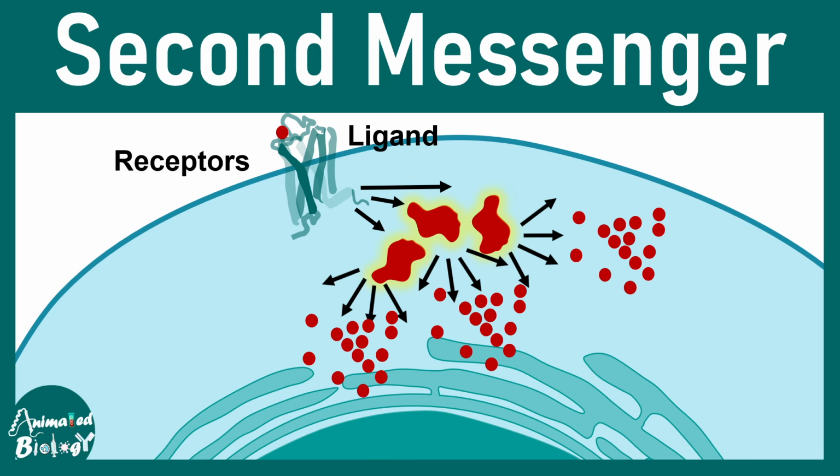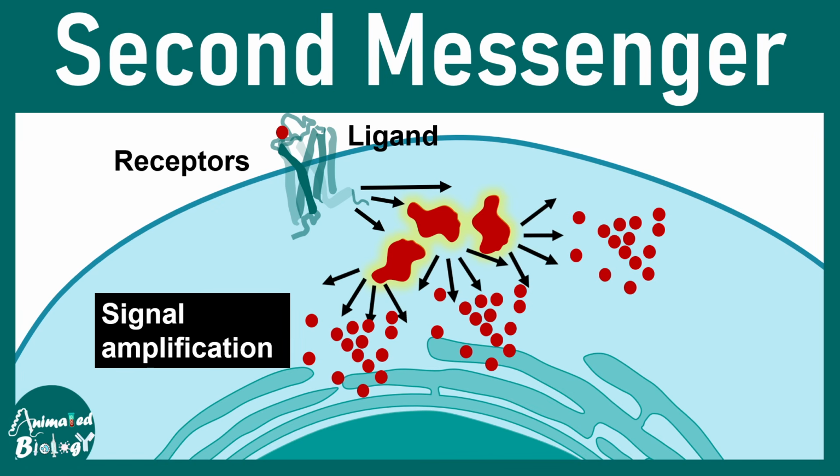These second messengers can be produced in large numbers. One ligand is capable of producing thousands of second messengers. And the second messenger acts like a signal amplifier in a signaling pathway, and they convey the signal to the nucleus in an amplified manner. That's the key job of the second messenger.